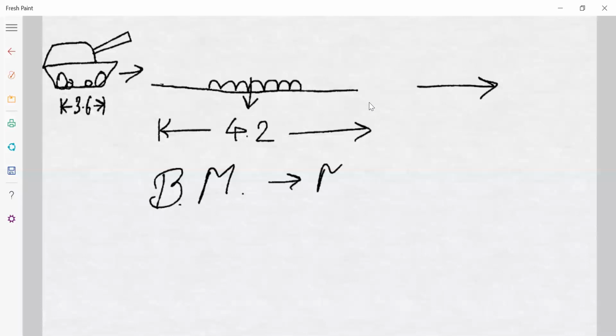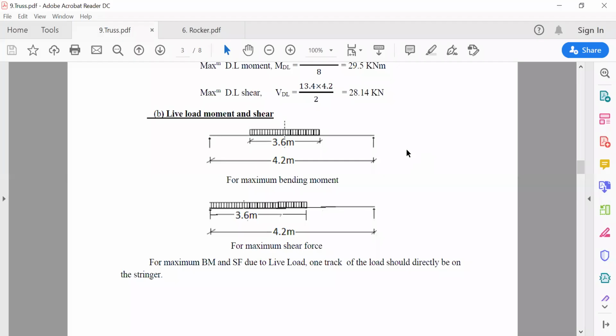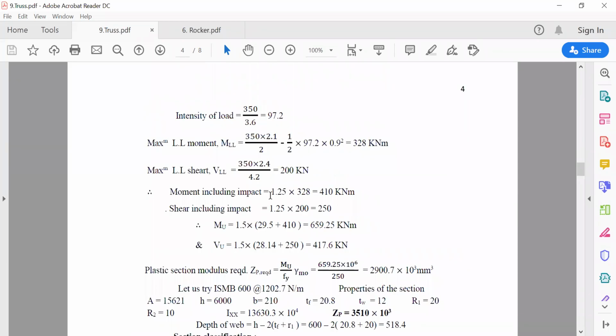And for highest shear, it has to be at one of the ends. So that is what is shown here. The first one is for bending moment, and the second one is for shear.